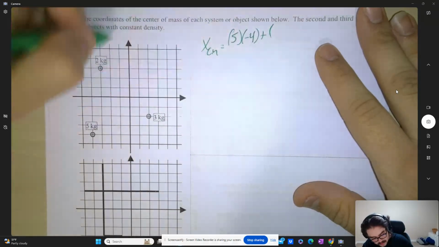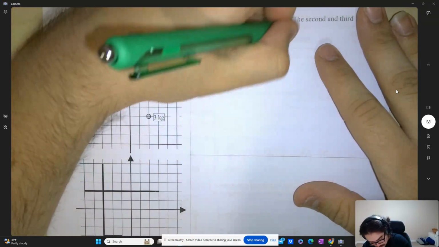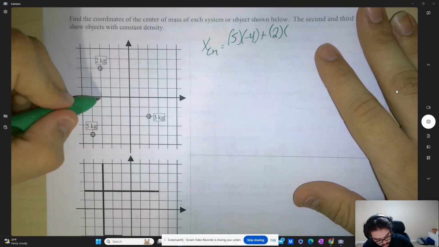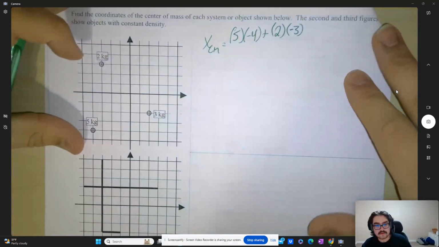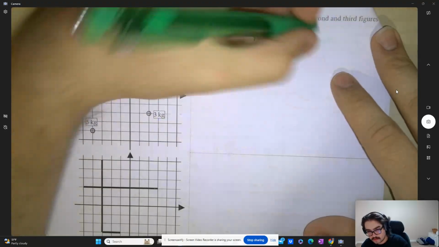Add to that my 2. The x coordinate of that is 1, 2, 3. It's -3 because it's left of the axis. And again, you could define the axis however you want. I'm just using the most common way to do it. Don't confuse yourself with this.